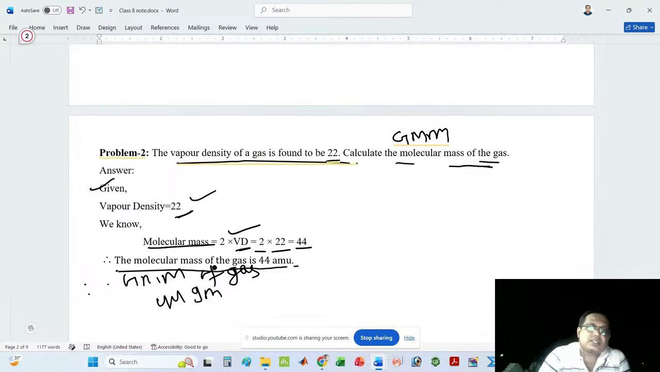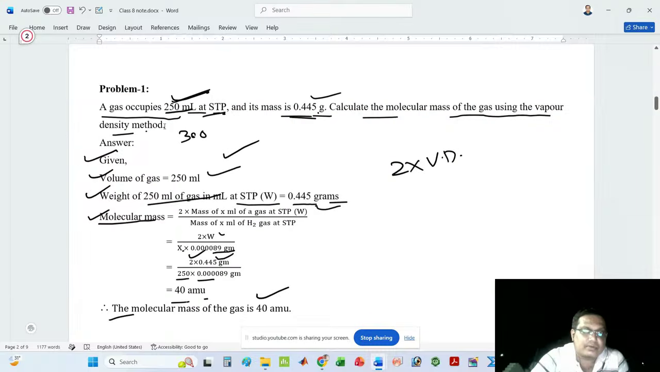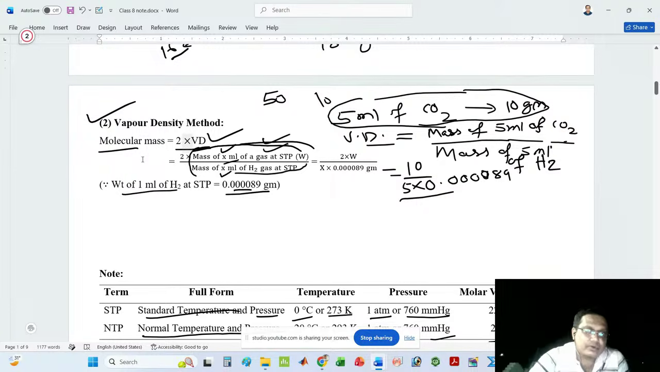This is the method. Look at that. By using this formula, molecular mass is equal to 2 into vapor density, you can solve such type of problem. Next, move to the diffusion method.